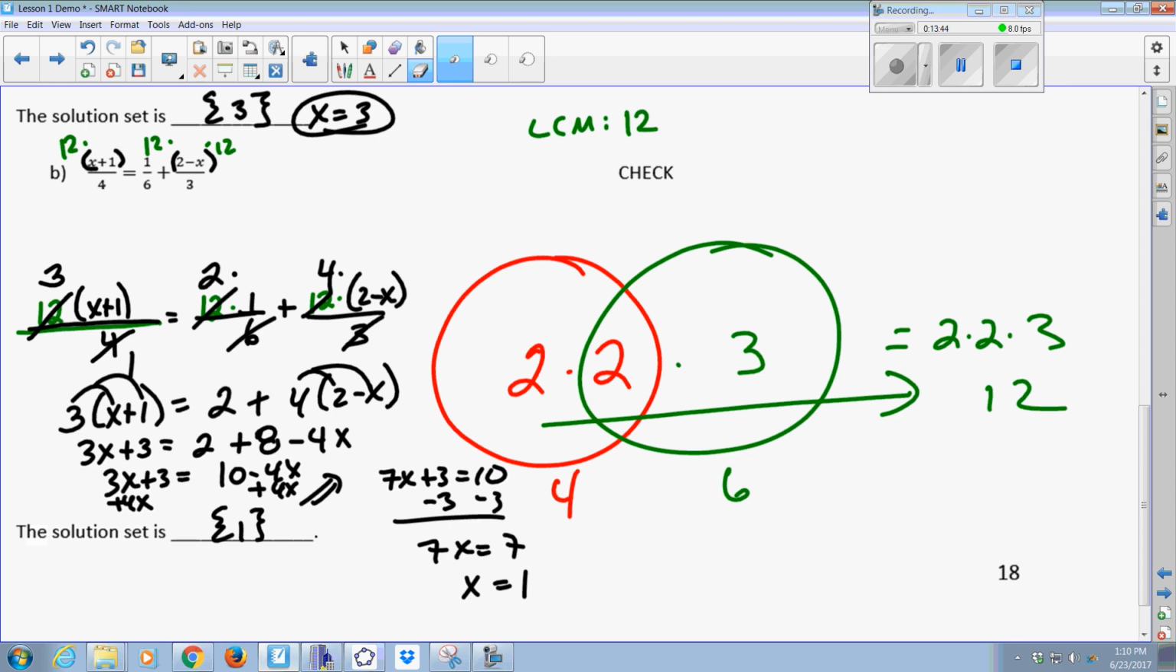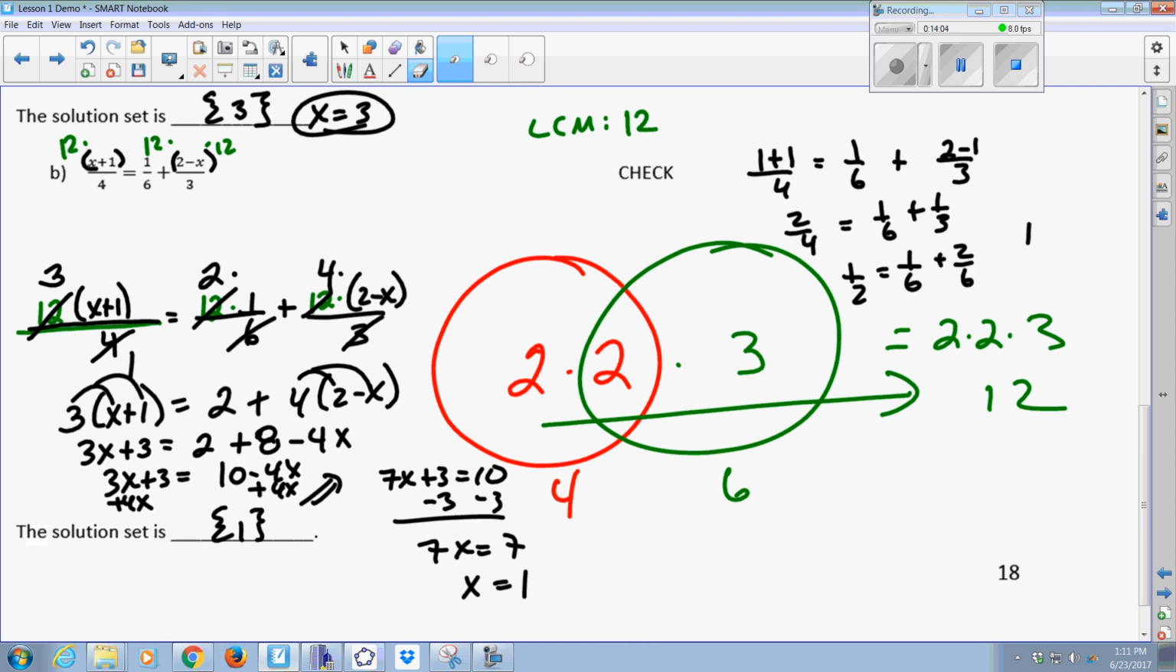And now you check. So we have 1 plus 1 over 4 is equal to 1/6 plus 2 take away 1 over 3. So 2 over 4, does that equal 1/6 plus 1/3? Well, 2 over 4 is 1/2. 1 over 6 is 1 over 6. 1 over 3 is 2 over 6. Is 1/2 equal to 3 over 6? Yes, 1/2 is equal to 1/2. And you're happy.